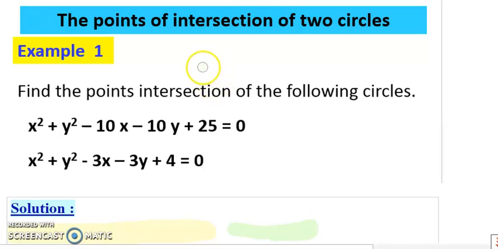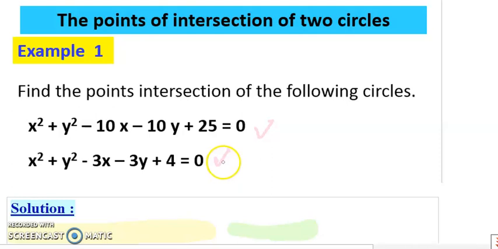In this video, we're going to see how to find the points of intersection of two circles based on this example. Example 1: Find the points of intersection of the following circles. You are given two circles, circle 1 and circle 2, and we would like to find the points of intersection between these two circles.